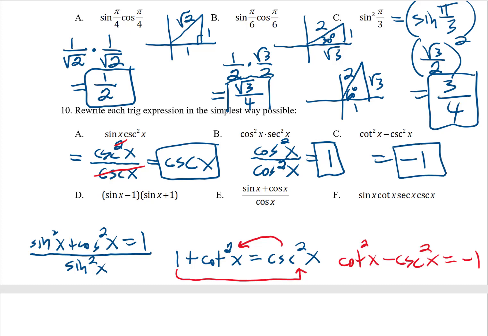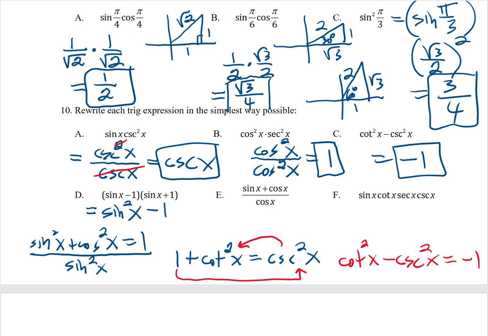Letter D, it looks like I have a FOIL problem here at the start. It's actually a pretty simple one because sine x times sine x would be sine squared x. But then the outer and the inner ones wipe each other out. The outer one is plus sine x, and then I get a minus sine x from the inner one, so those are gone. And then I just have -1 at the end.